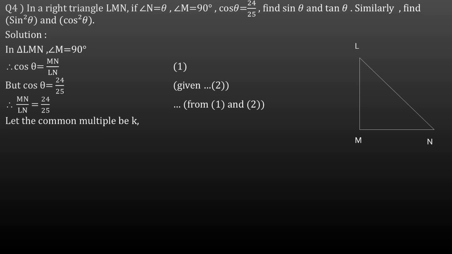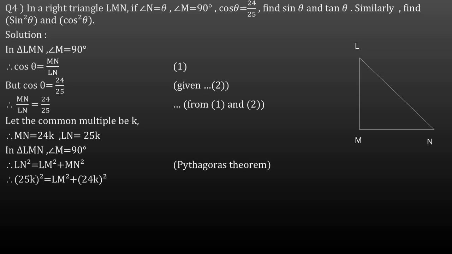Now by using Pythagoras theorem, in triangle LMN, angle M is 90 degrees. So Ln square is equal to Lm square plus Mn square. So Ln square, 25k square, is equal to Lm square plus 24k square. Now 25k square is 625k square, equal to Lm square plus 24k square, which is 576k square.